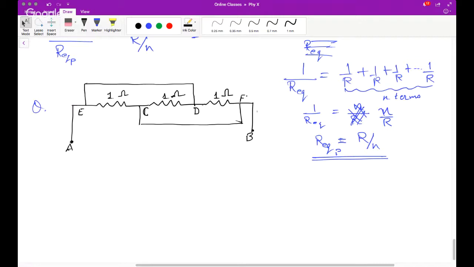Are points E and D the same electrically? When I say electrically, that means are the voltages at E and D the same? Potential at E and potential at D, same or different? Answer this question first. Are the potentials at point E, E for elephant, and D, D for Delhi, the same? And why would that be, Ishan?